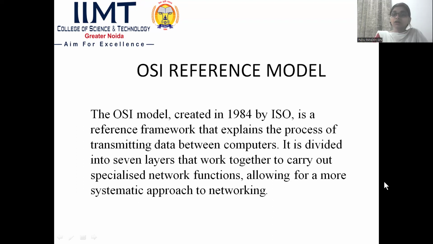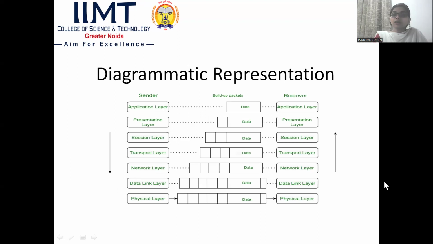It is a framework which explains the process of transmitting data between computers. It is divided into seven layers that work together to carry out specialized network functions, allowing for a more systematic approach to networking. This is the diagrammatic representation of the OSI reference model, in which we can see that there are seven layers: physical layer, data link layer, network layer, transport layer, session layer, presentation layer and application layer.